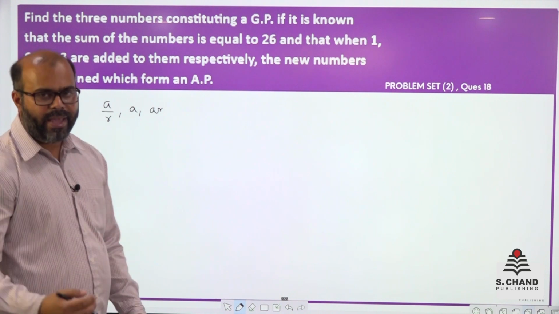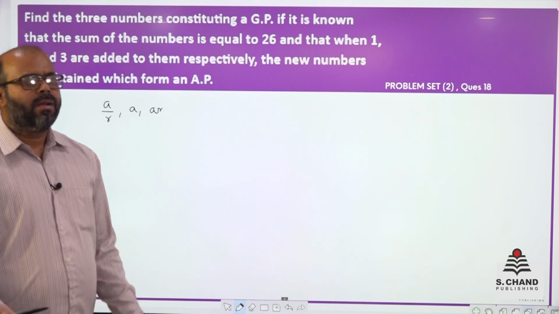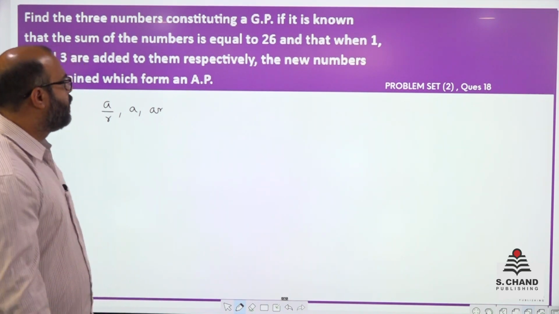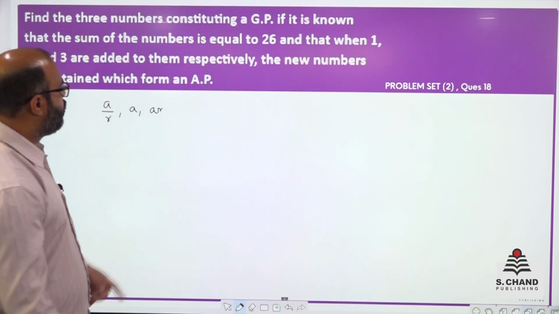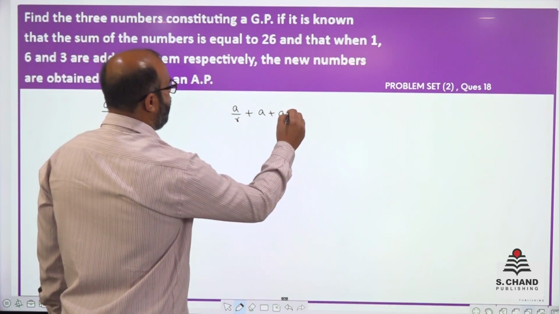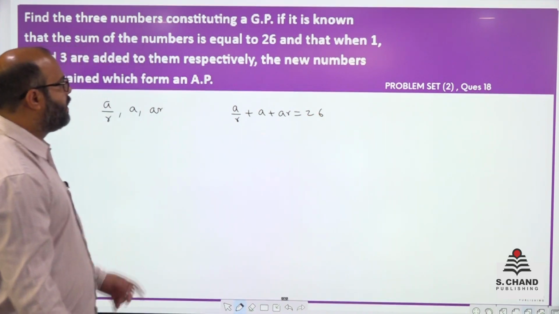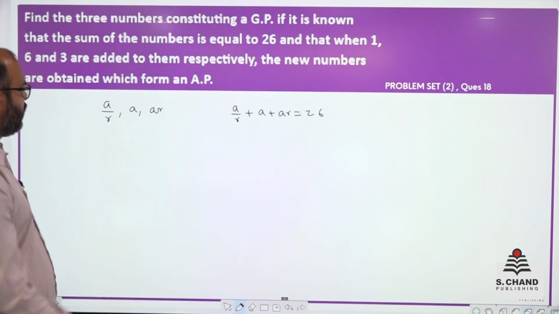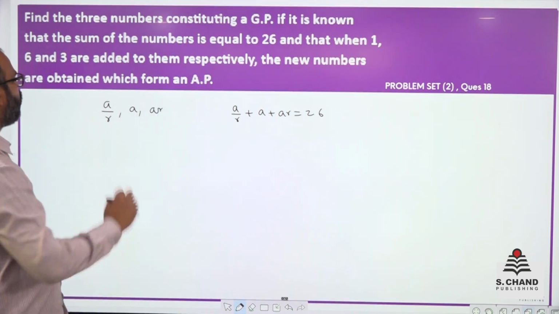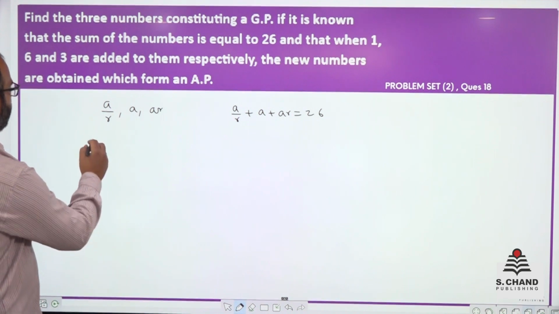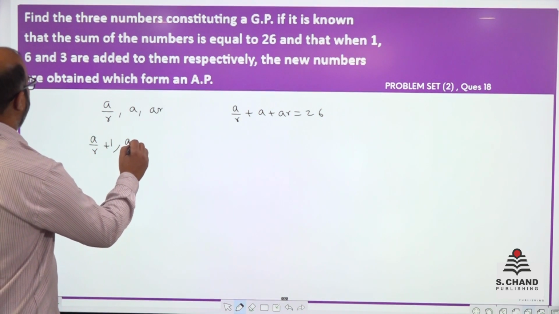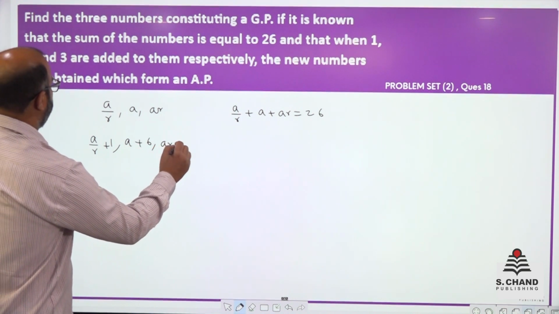You can also take a, ar, ar square, no problem with that. But generally this makes most of the questions easier. So we make it like this. If it is known that the sum of the numbers is equal to 26, that is a by r plus a plus ar is equal to 26. And that when 1, 6 and 3 are added to them respectively, the new numbers obtained form an AP. So let us add: a by r plus 1, a plus 6, ar plus 3.